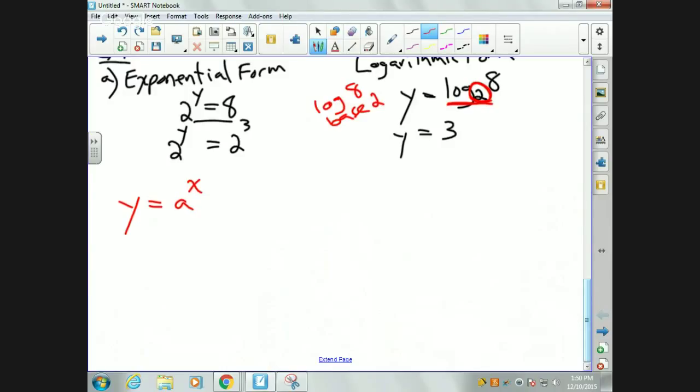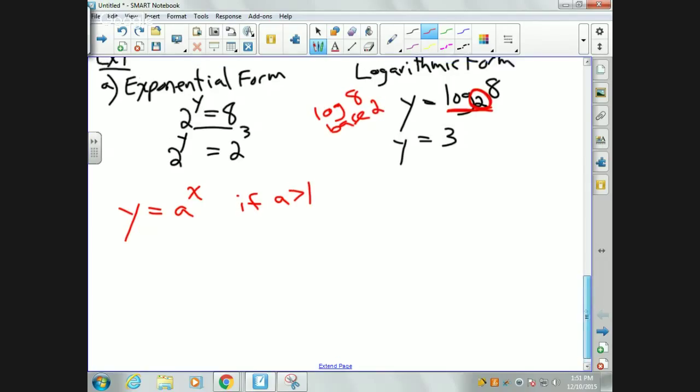We looked at the graph of y equals 2 to the x. Let's consider now the graph of y equals a to the x. What I want you to consider is what happens if a is greater than 1, let's say. What does this graph look like if a is bigger than 1? So for example, a is 2 or 3 or 4 or 5. It's going to increase, right?